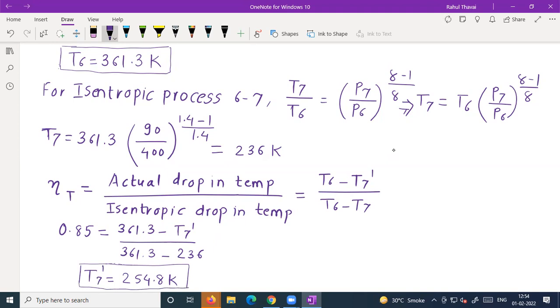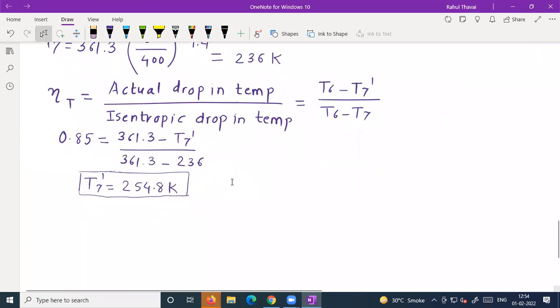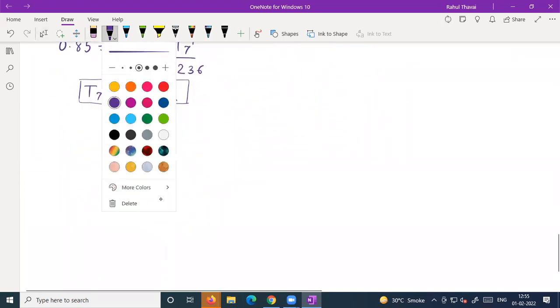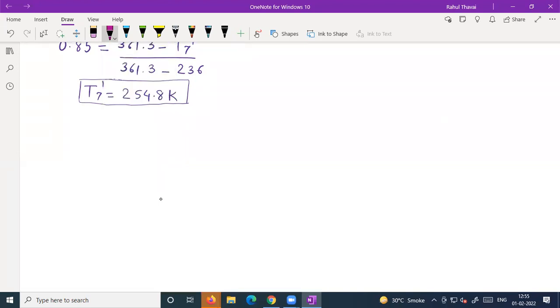Now let us move to the calculation of power. How much power is required for the compressor? Now we are in the last stage of the problem. Just try to understand this. I will write down here: power required for the compressor. How do you calculate the power required for the compressor?